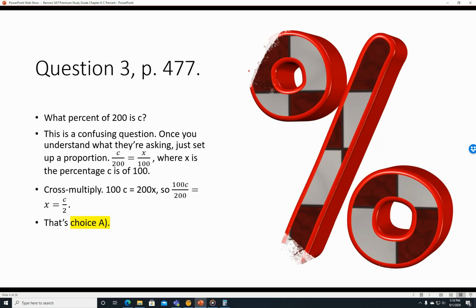So once you understand what they're asking, just set up a proportion like C over 200, because C is going to be some part of 200. And we know that's going to be equal to X over 100, which by definition is X percent. So X is going to be the percentage that we're trying to find. Then you just cross multiply. So we get 100C is equal to 200X. And so 100C over 200 just ends up with X is equal to C over 2.